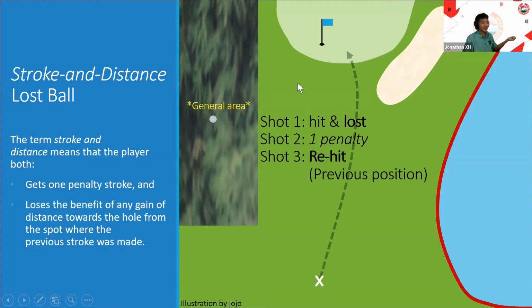Stroke is the penalty. Let's emphasize this. This is the stroke and this is the distance. You have to come back to your previous position. It's very easy. Stroke is the penalty. Distance is you have to come back. Whereas your ball was here, right? You're losing a ton of distance to walk back and hit from over here. That is why it is called stroke and distance. It means you have to come back to the previous position.